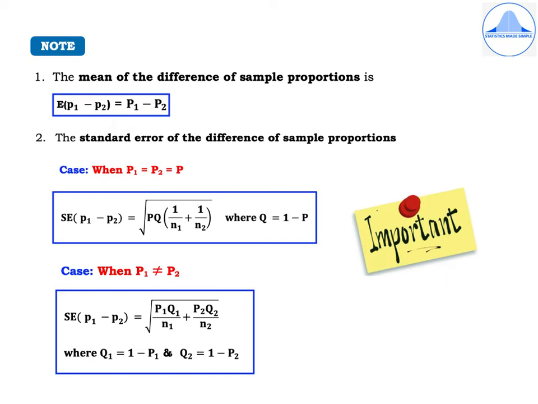Now let us consider the case where P1 is not equal to P2. That is, both the population proportions are not equal. In this case, the standard error of the difference of the sample proportions is given by SE of p1 minus p2 is equal to root of P1 Q1 by n1 plus P2 Q2 by n2, where Q1 is equal to 1 minus P1 and Q2 is equal to 1 minus P2. So the standard error of the difference of the sample proportions is important under both the cases. Depending on the information given in the problem, we have to use whichever formula is applicable.